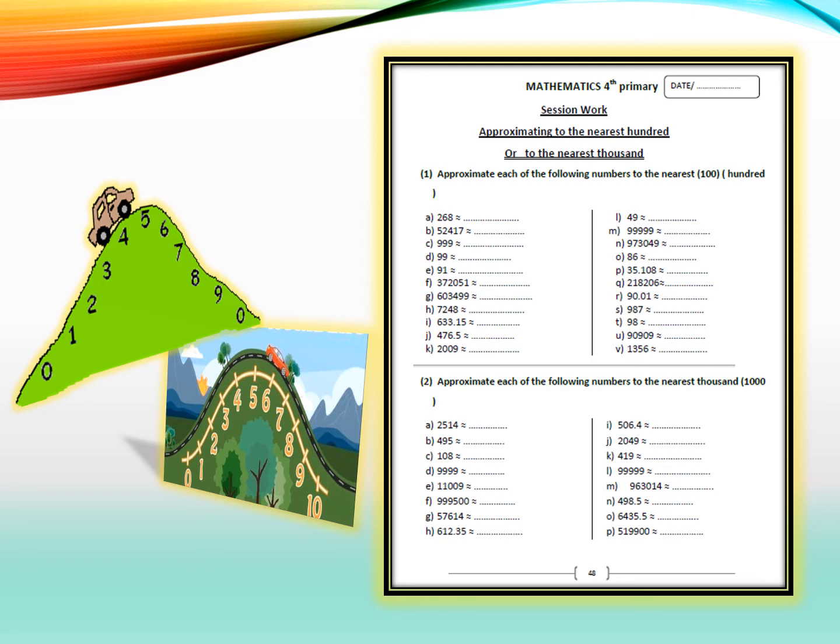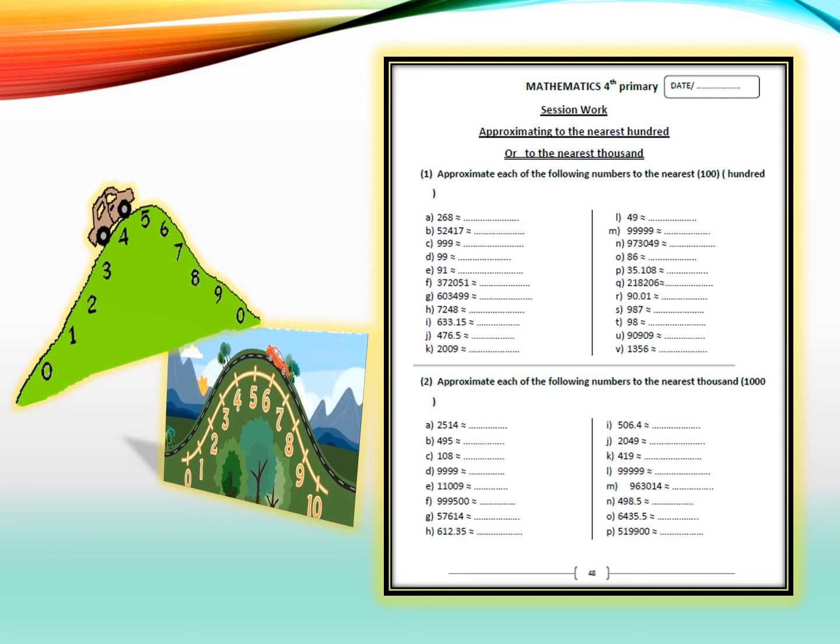Another example, we have 52,417. The number in hundreds is 4, and I will circle the number on the right, which is 1, and ask if 1 is a strong or weak number. 1 is a weak number, so it will not give 4 anything. 4 stays 4, and 1 becomes 0, and 7 becomes 0. So the number after approximation will be 52,400.